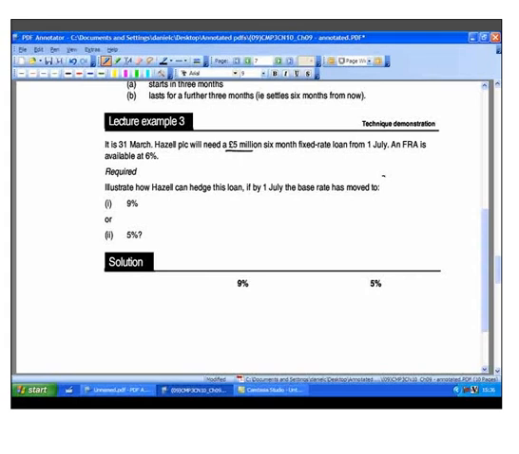Well, if it's 9%, then Hazel is going to have to pay interest, and the amount of interest payable is going to be £5 million times 9%, and then because we're only dealing with a 6-month loan, and 9% is our annual rate of interest, remember interest rates always quoted annually unless you're told otherwise, so we're going to multiply that by 6 over 12 to represent the fact this is only 6 months' worth of interest. That means they're going to pay interest of £225,000.